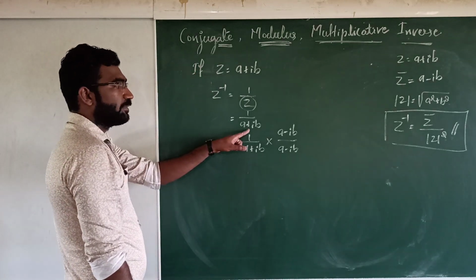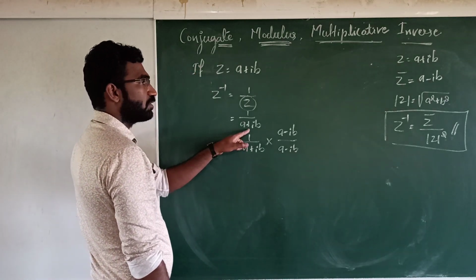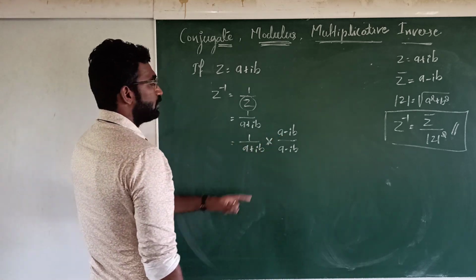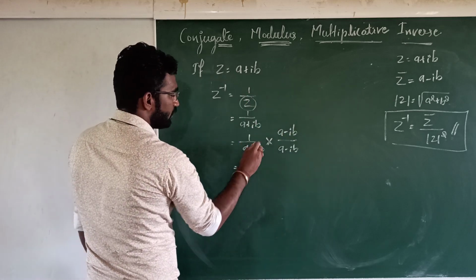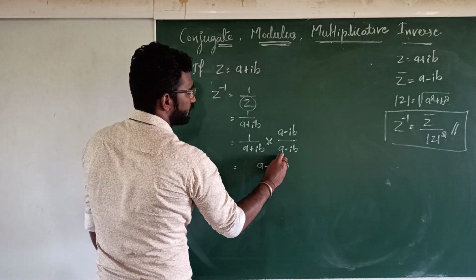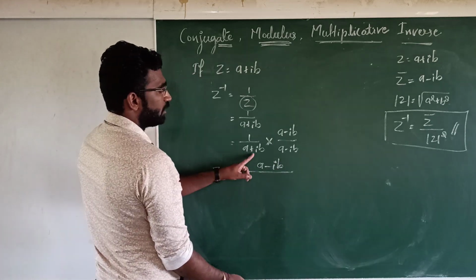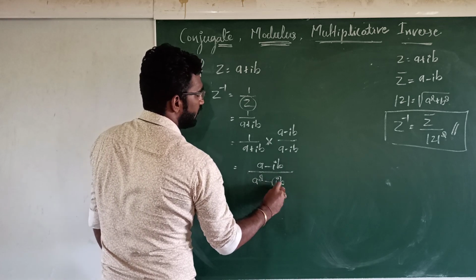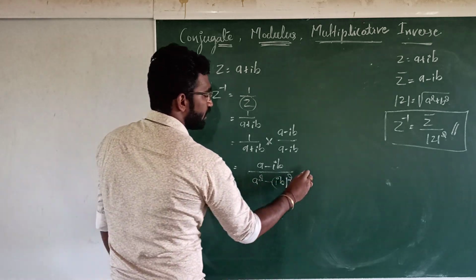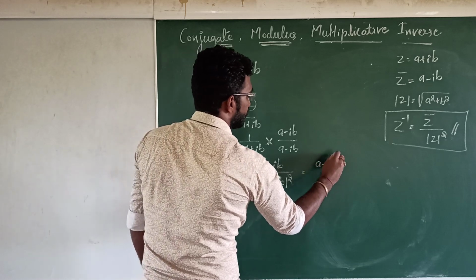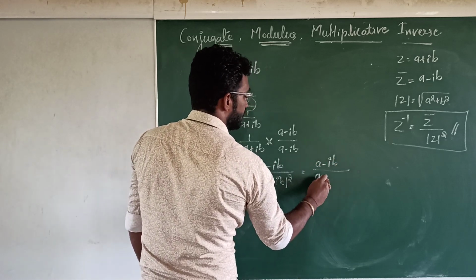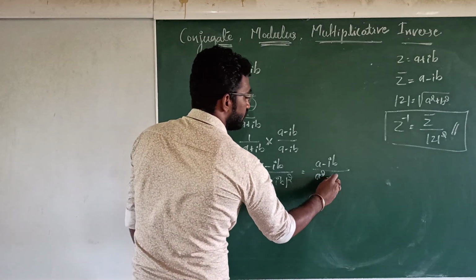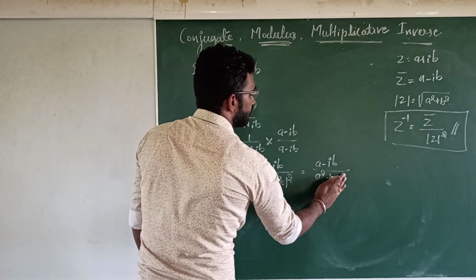If an imaginary number is in the denominator, which does not look nice, for that reason we multiply and divide by the opposite sign. So 1 into the same thing is the same thing, a minus ib divided by a plus ib times a minus ib, which is a square minus (ib) whole square. Simplifying, a minus ib divided by a square. We know that i square is -1, so -1 into -1 gives plus, and you get b square.